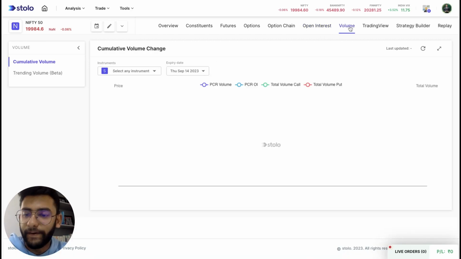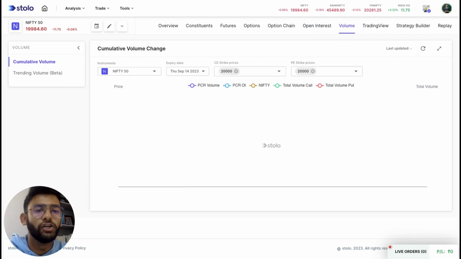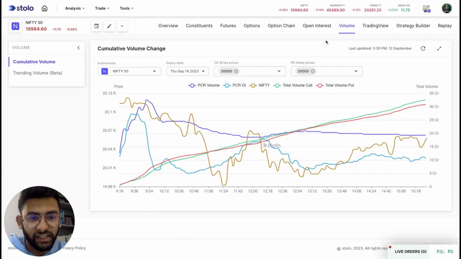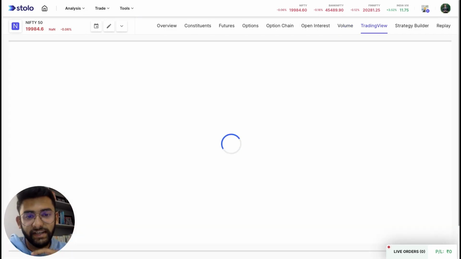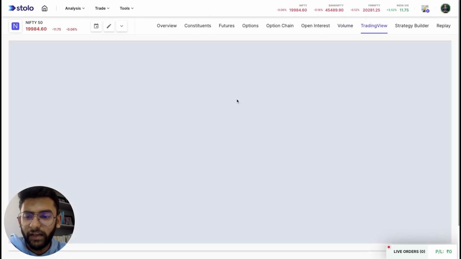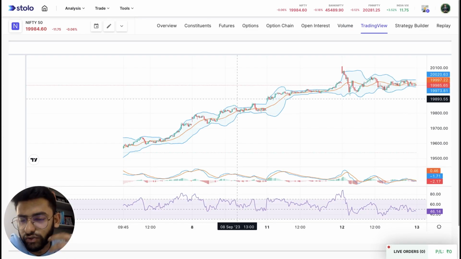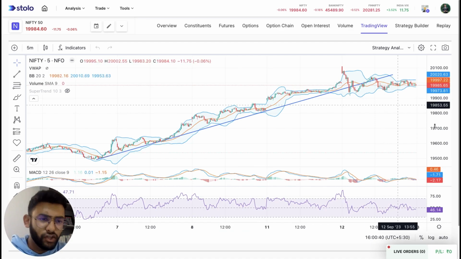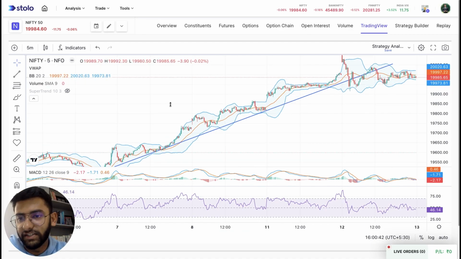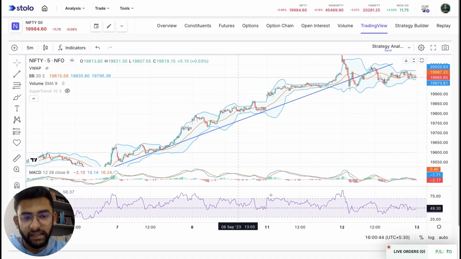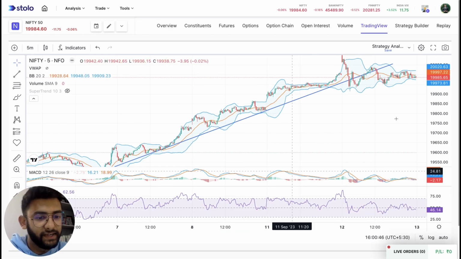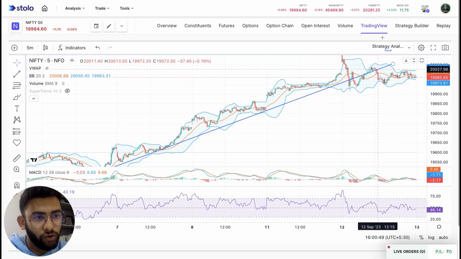Similarly, we have two more analyses for volume, that is cumulative volume as well as trending volume, to understand more. We have your TradingView charts integrated here, which you can surely check out. You can do your complete price action analysis. You can draw your trend lines. You can add your indicators. So here I've added my Bollinger Bands indicator and RSI indicator, to know if it is oversold or overbought, right?